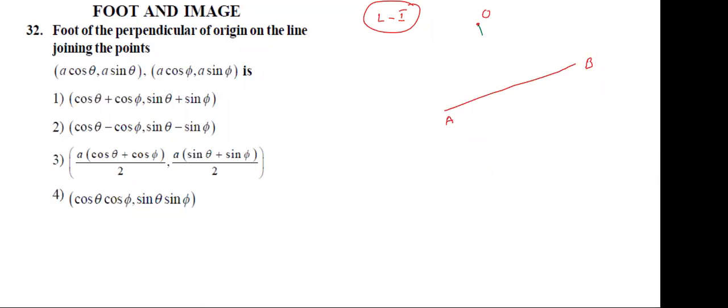Foot of the perpendicular means you know that these two lines are perpendicular. This point we will call the foot of the perpendicular. What is point A, students? That is (a cos theta, a sin theta). What about point B? (a cos phi, a sin phi). Okay, here we don't know the equation of the straight line.